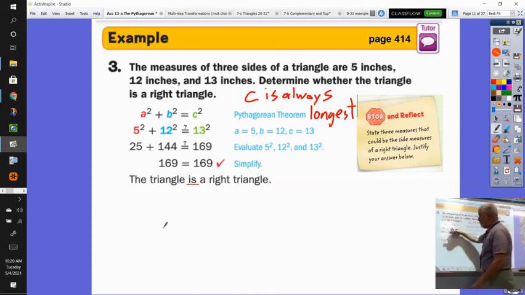25 plus 144 on this side is 169, and 13 squared is 169. They are equal, which means that this is a right triangle. Okay?